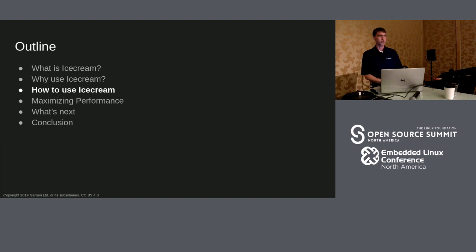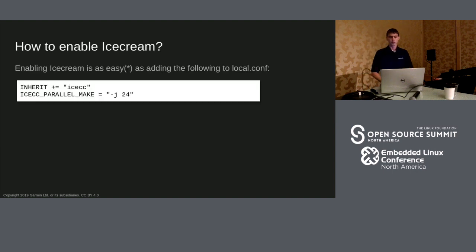So how do you use Icecream to accelerate your builds? To enable Icecream, you add the following two lines to your local.conf. The ICC class replaces GCC with the Icecream client shim for the do configure, do compile, do compile kernel modules, and do install tasks as we saw earlier.